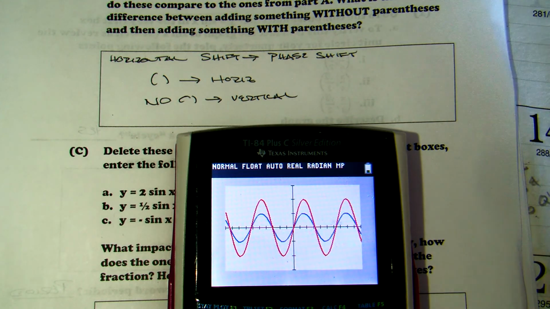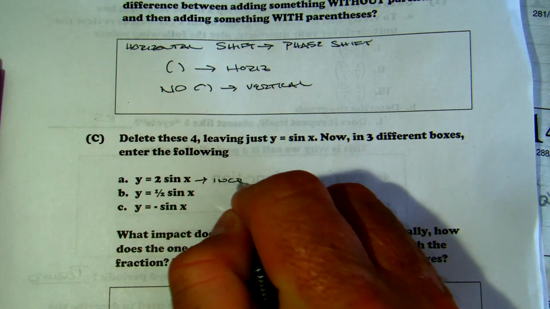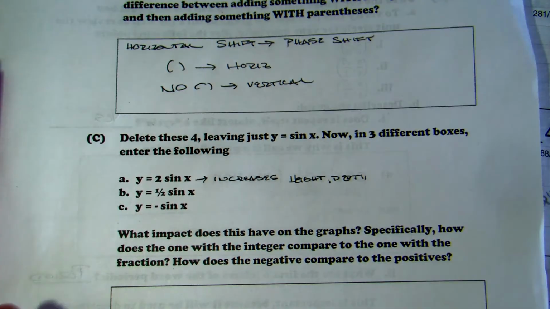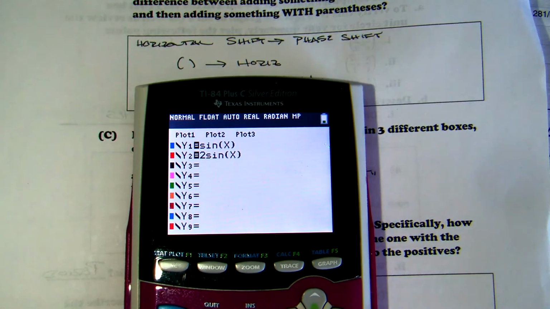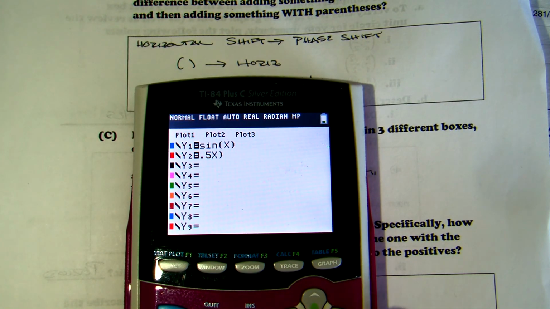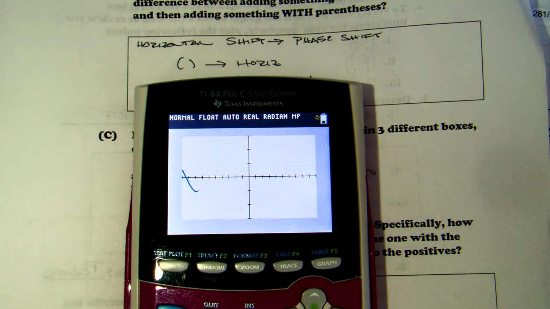So y equals 2 sine x increases the height of each curve, or the depth of each curve. Now, if I go the opposite way, y equals 1/2 sine x, but I'm not going to use 1/2. I'm going to use 0.5 sine x to make it easier to put in my calculator. And there's the graph again. So there's sine x.